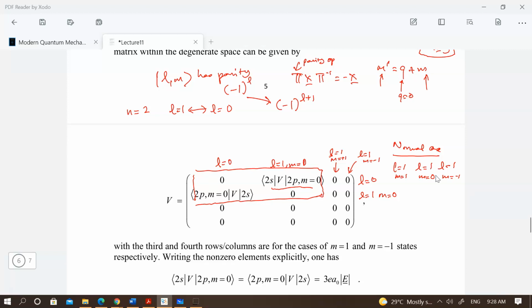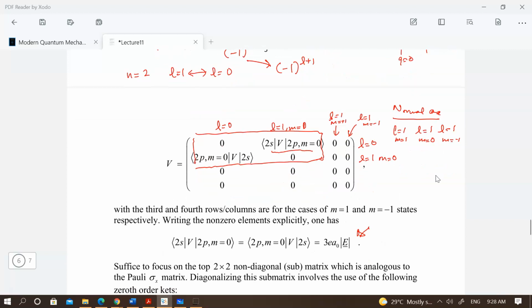But if we look at this, these are going to be equal. You can calculate this explicitly to be equal to that. So this is the same value, and this is just like your 0, 1, 1, 0 matrix, which is your sigma x. So your sigma x is non-diagonal. You have off-diagonal elements here. So what do we do in this particular case?